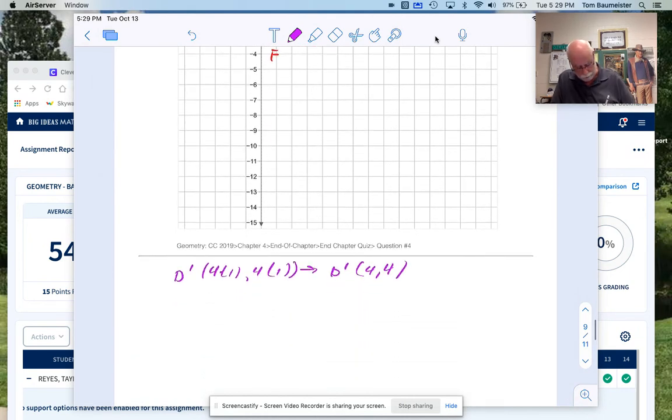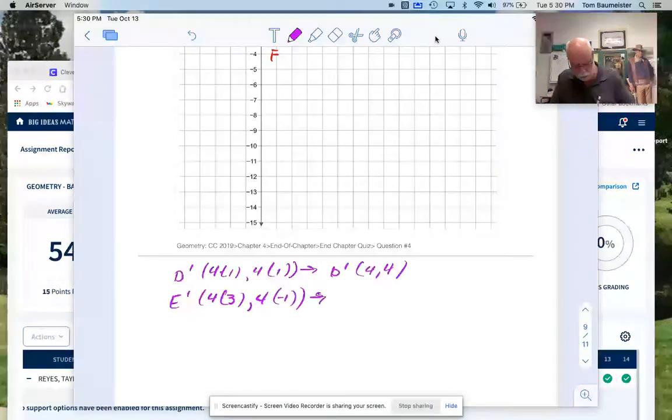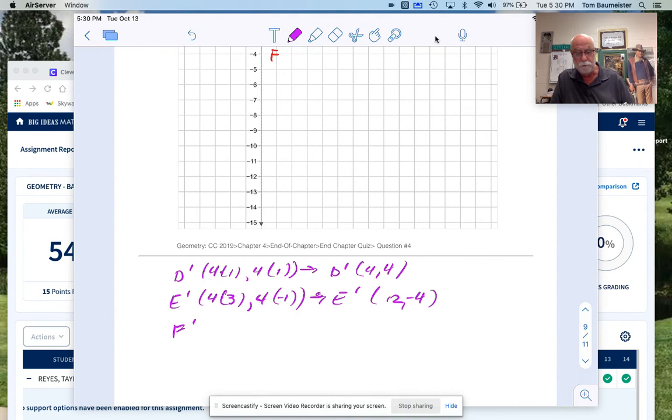Similarly, E, again, we're going to have 4 times 3, and 4 times negative 1. That means our E prime will be at (12, -4). And our F prime, again, we're going to have 4 times 1, comma, 4 times negative 3. That means our F prime is now going to be at (4, -12).